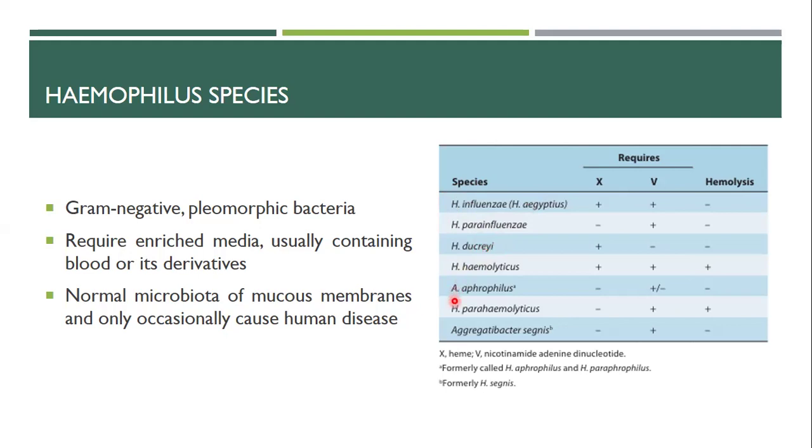Then you might ask, Doc, how come there's an A here, this Aggregatibacter? Your Aggregatibacter aphrophilus was formerly called Hemophilus aphrophilus and Hemophilus paraphrophilus, but now it was renamed to Aggregatibacter. And then we have your Aggregatibacter segnis, which was formerly known as Hemophilus segnis, but was later renamed as Aggregatibacter segnis. These are actually normal microbiota of your mucous membranes and only occasionally cause human disease.